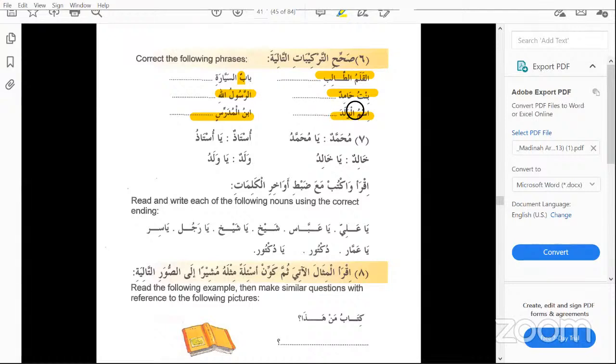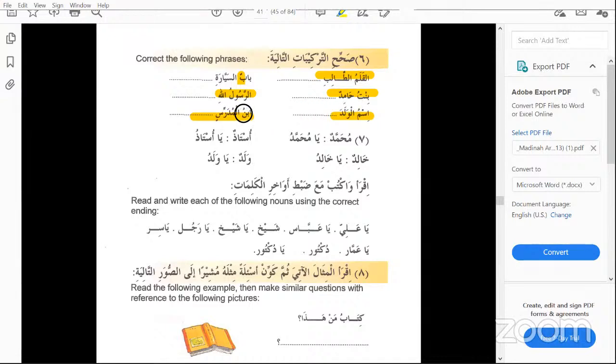Binti Hamidun. This time marbuta is deleted and kasra. Binti Hamidun. The bintu, no, the hamidun. This dhamma tanween should be a kasra tanween instead. It'd be bintu Hamidun. Excellent. So remember that the second noun, the mudaf ilay, always gets kasra tanween if the word does not have alif lam.